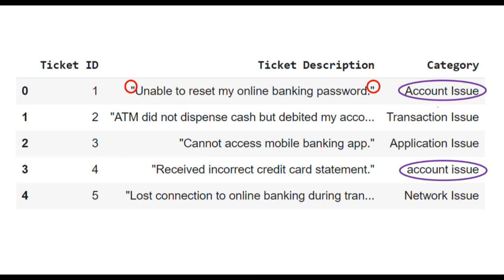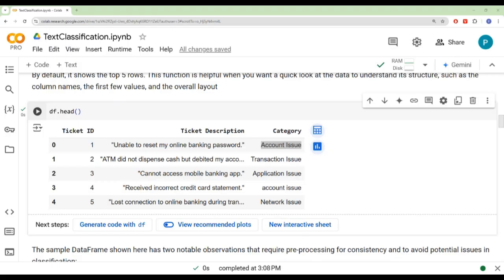Now, to address these issues, we need to apply the following transformations. Number one, strip any surrounding quotes from each entry in the ticket description column. And the second one is to convert all content to lowercase so that it maintains uniformity and you don't have these uppercase, lowercase challenges. These simple pre-processing steps will improve the consistency and quality of the data, which will ensure that minor formatting differences do not affect model performance. So let us implement these transformations.